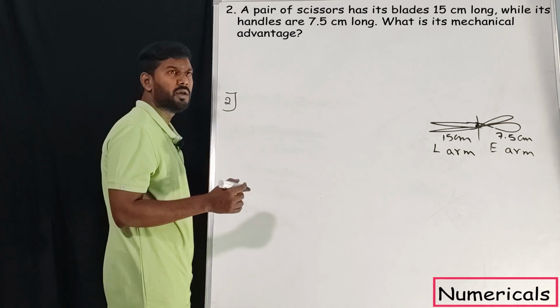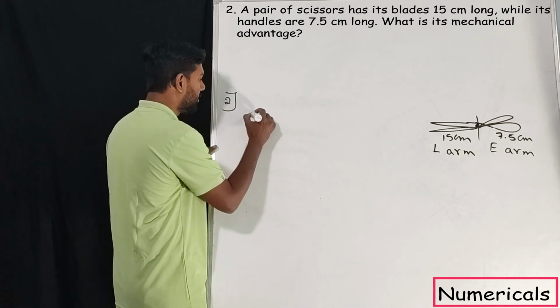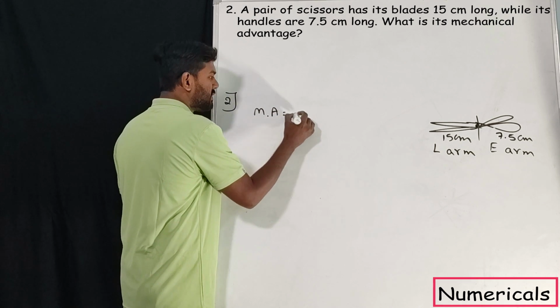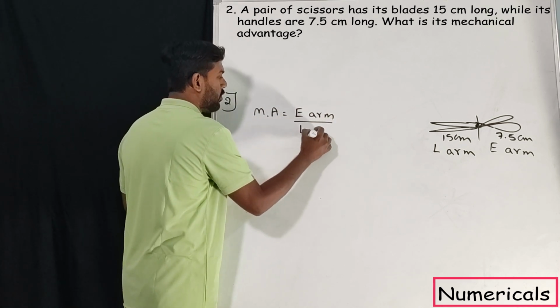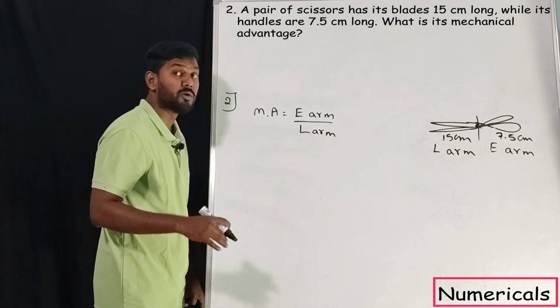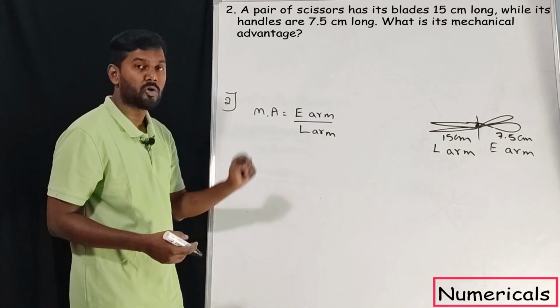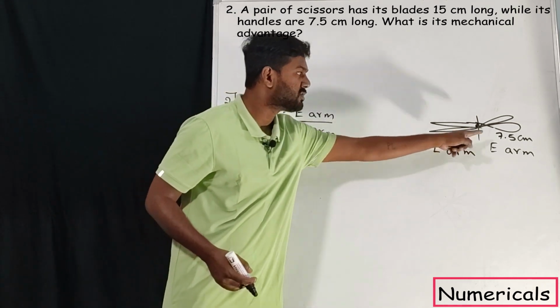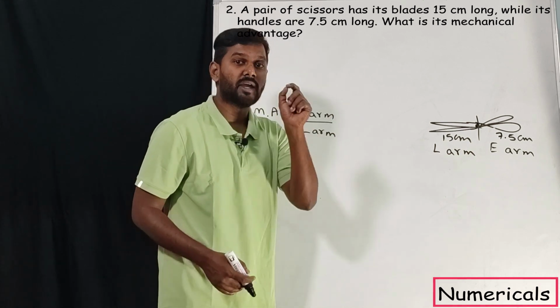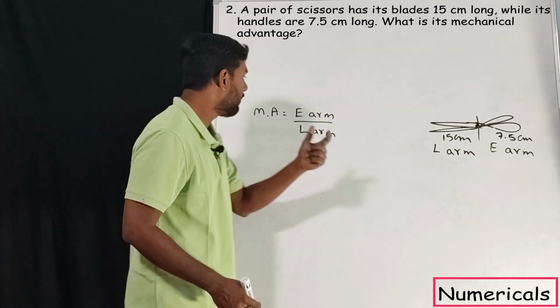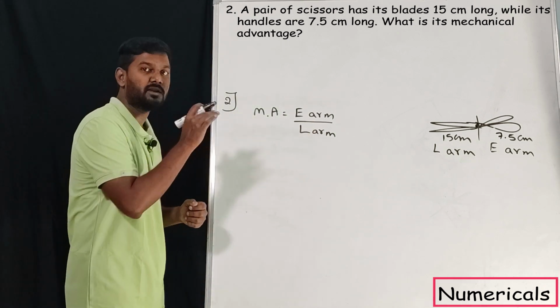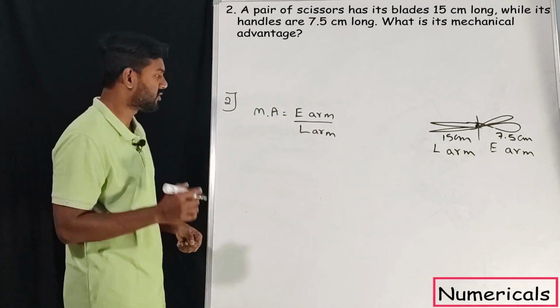Okay, here we have to calculate mechanical advantage. Mechanical advantage is equal to effort arm by load arm. Why are we not using the other formula, which is load by effort? Because the values are given in terms of length. If the values are given in centimeter or in meters, then we have to use this formula, or else the other formula, which we have discussed in the first question.